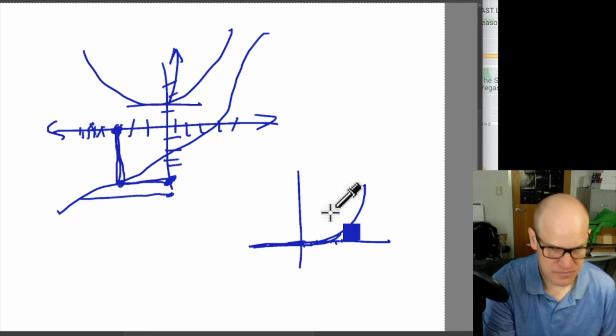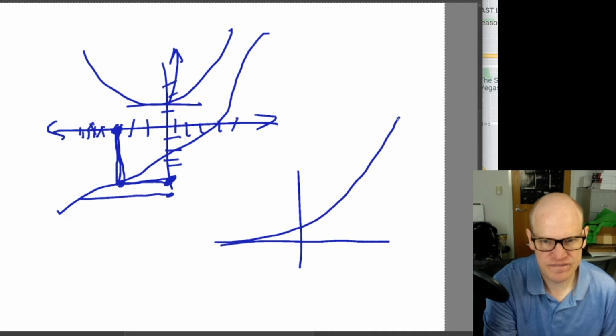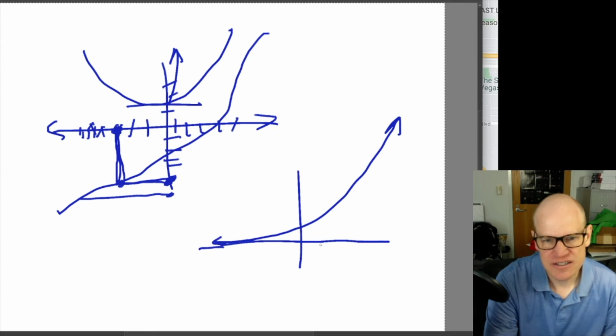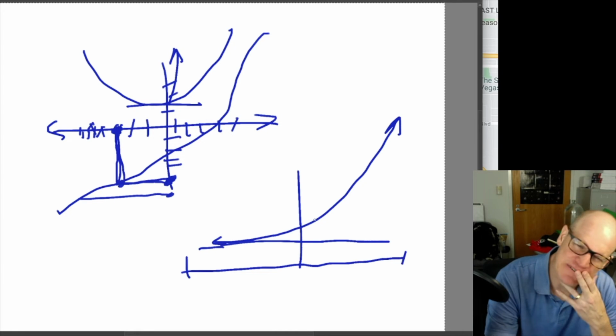Let me redraw this. So you could have a curve that looks like this. Okay, so this is an exponential curve, which we'll get to probably later. But this takes all real numbers as an input. Actually, this does have an inverse function, doesn't it?